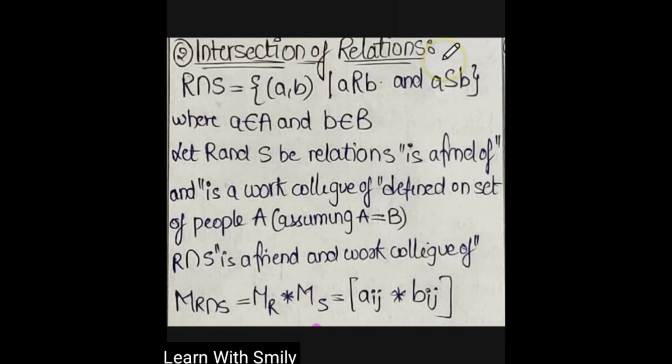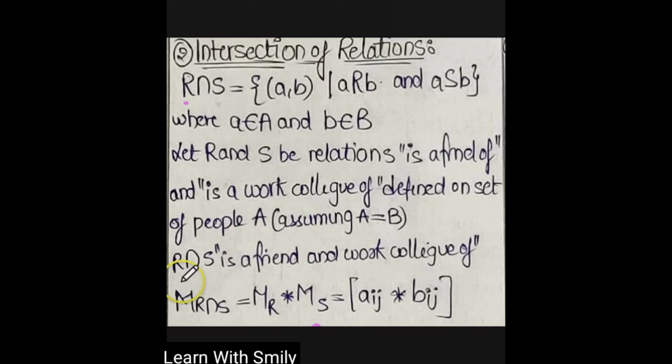Next operation is intersection of relations. Here we are taking two different relations R and S. So R intersection S equals (a, b), where a R b and a S b. Let R and S be the relations 'is a friend of' and 'is a work colleague of', defined on a set of people A.